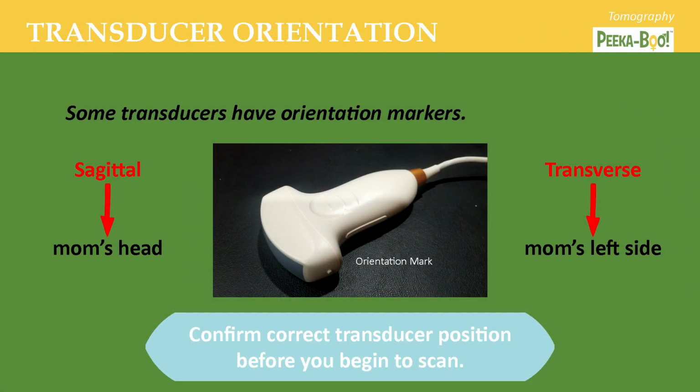Please locate the marker on your transducer or on the screen. When correctly positioned, the transducer marker should always be towards the left side of the mom or positioned towards the head of the mom. When doing a sagittal or longitudinal scan, face the marker towards the mom's head. When doing a transverse or cross-section scan, face the marker towards the mom's left side.